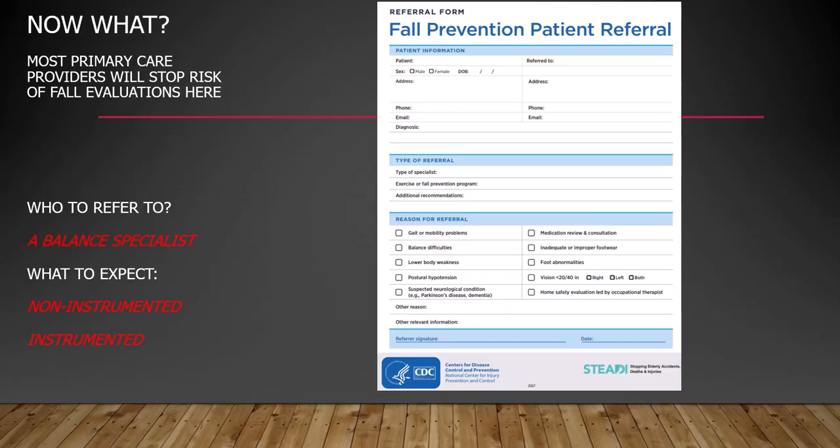Now what? Well, once we've done the primary care screening, if they have been determined to be a risk of fall, that's when we would encourage the primary care practice to refer to a balance specialist. And here again, it's a nice referral form that I suggest that is provided by the CDC. And we want to educate the primary care practices as to what a balance specialist does. And that's the next section of this video.